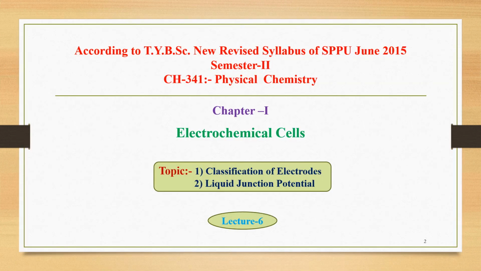In this lecture, we are going to study two important topics. The first important topic is the classification of electrodes, and the second one is liquid junction potential. These two important topics we are going to study in this lecture.